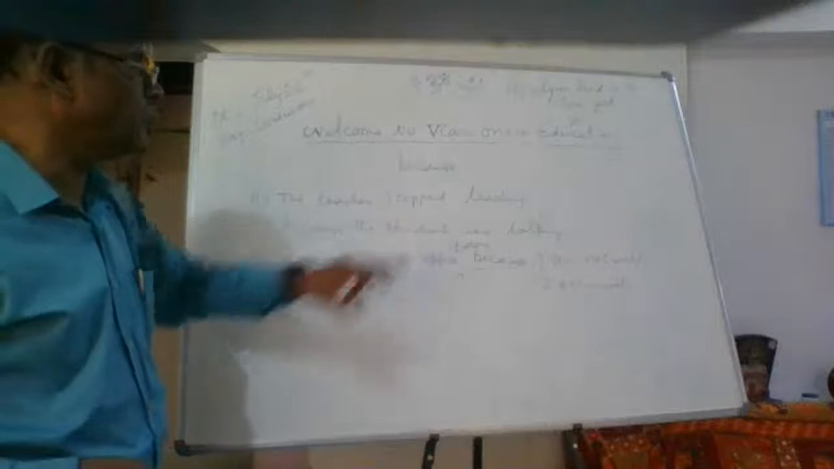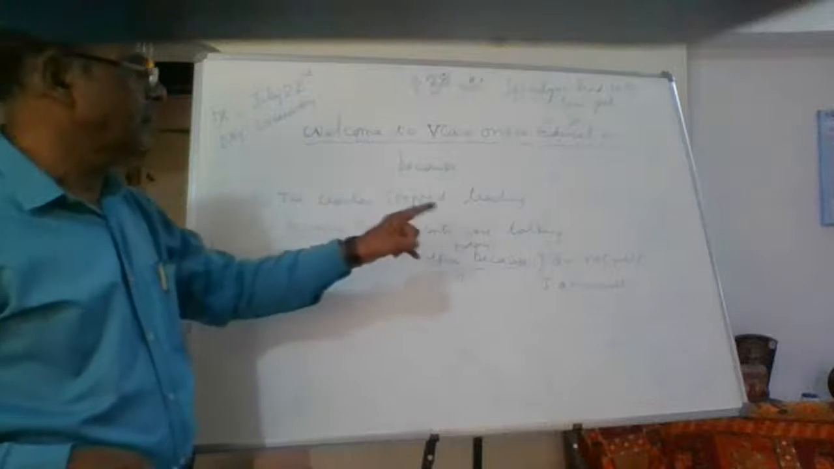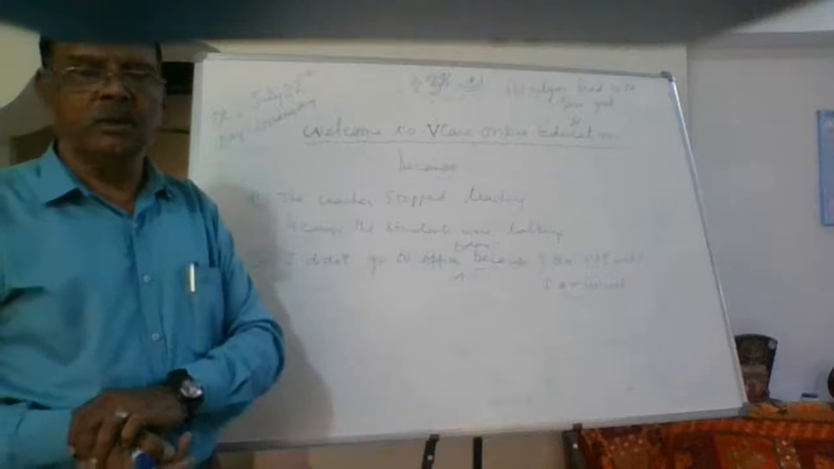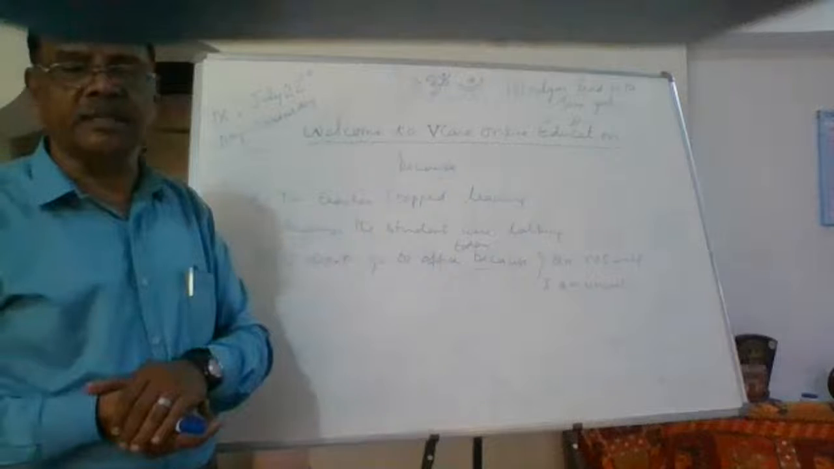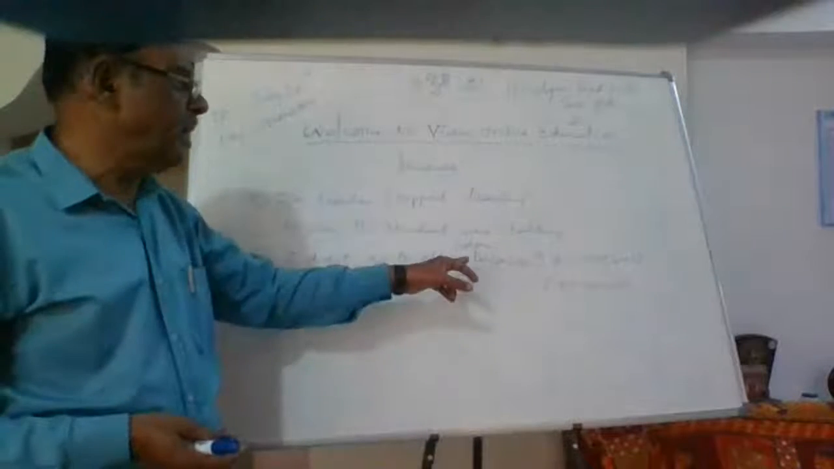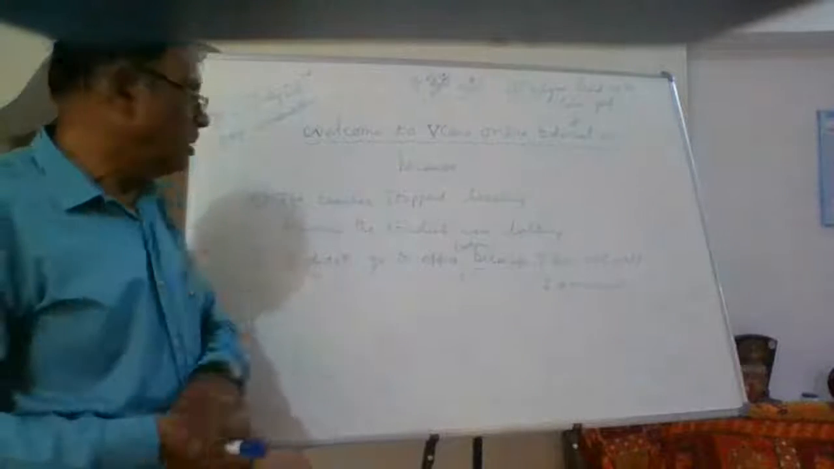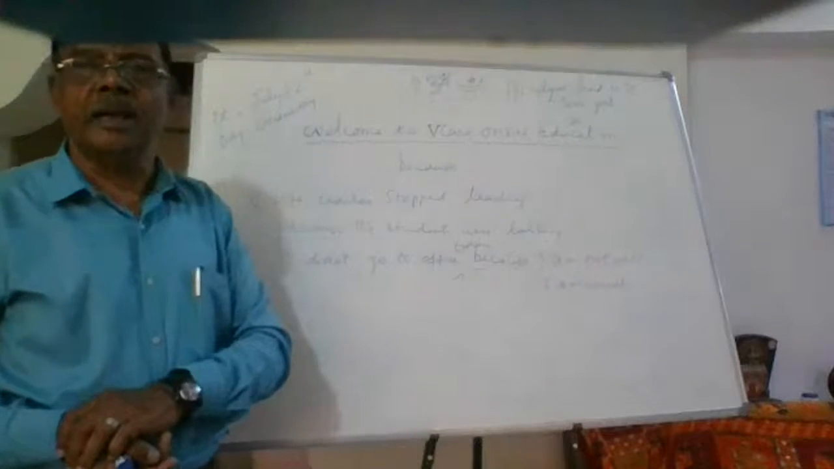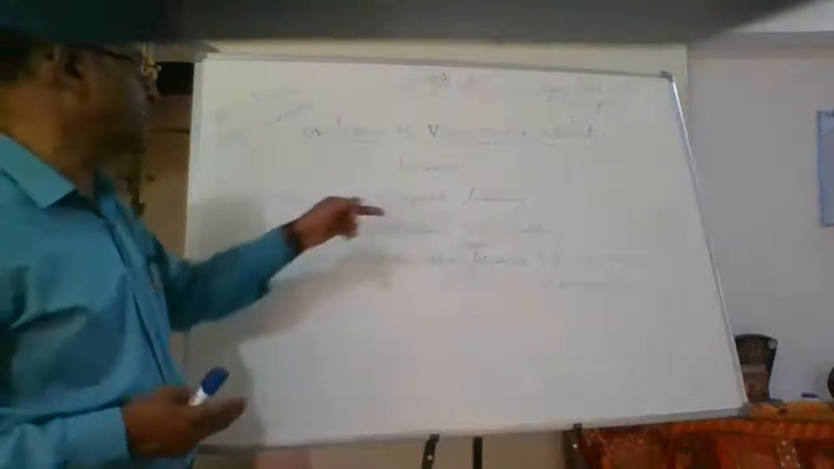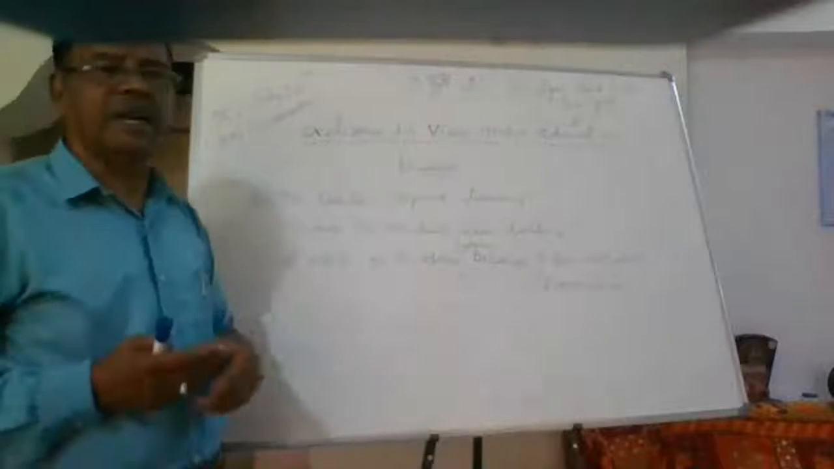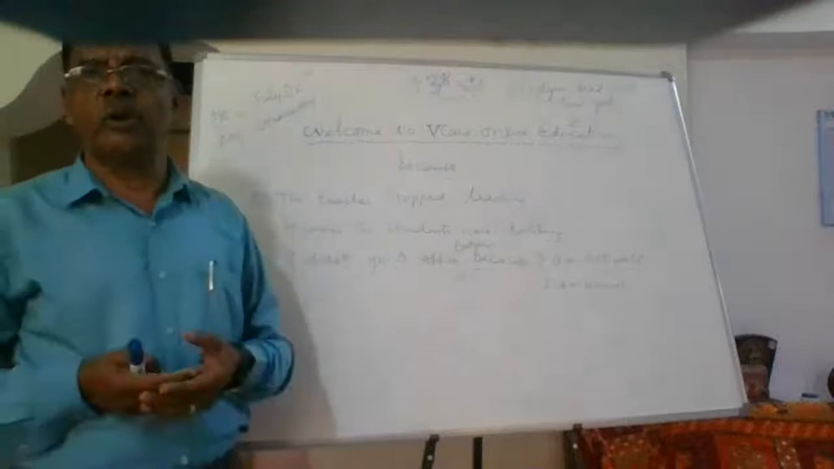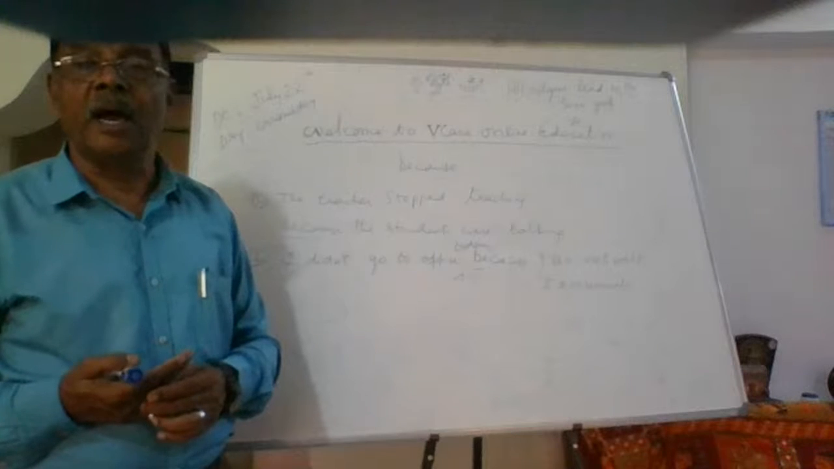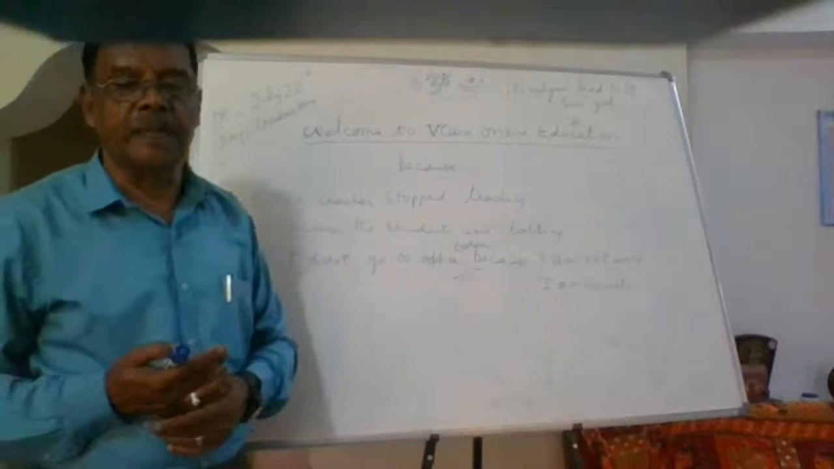I didn't go to office today is one sentence. I am not well is one more sentence. So you have to club the two sentences to make one sentence. We make use of the word because. So how do you say it? I didn't go to office today because I am not well. The teacher stopped teaching because the students were talking. Why didn't I go to office today? Because I am not well, or I am unwell. Also you can say that.